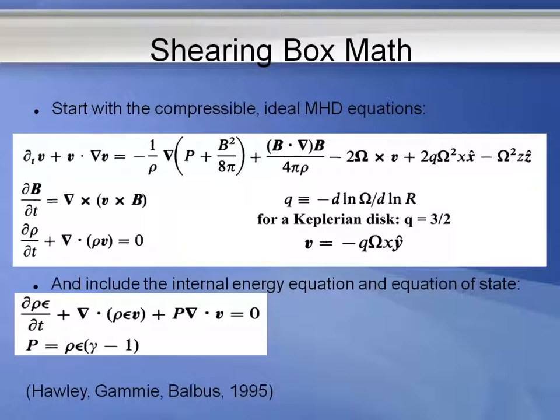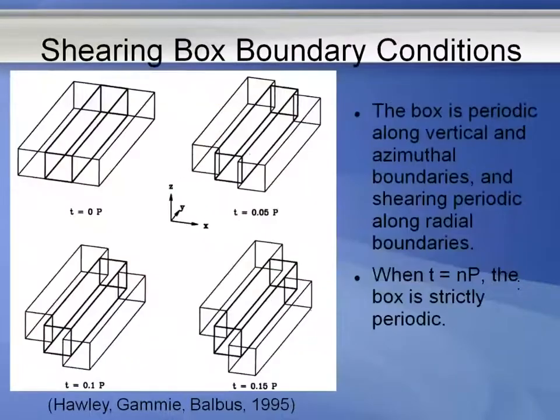This is the math that goes into Athena's shearing box. I won't get too much in depth with it. You can see our shearing velocity here again. Of interest above that is this Q factor, which is called the shearing factor. You can see it's related to the derivative of the angular velocity with respect to the radius, and that is simply saying how much shear is happening in the box. Pretty basic, the ideal MHD equations and the internal energy equation and equation of state allow it to evolve through time and follow the results.